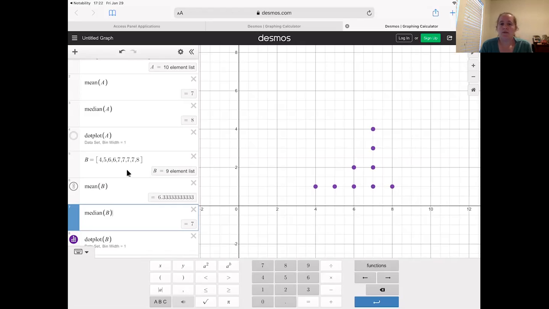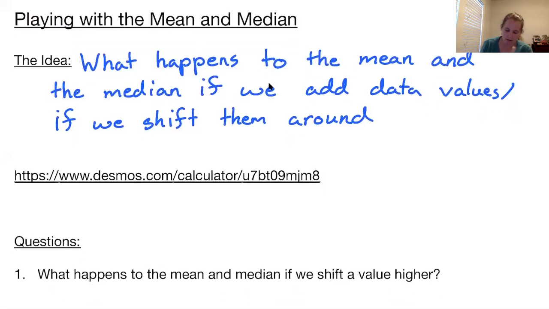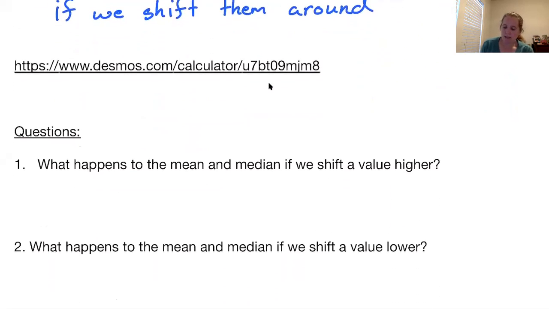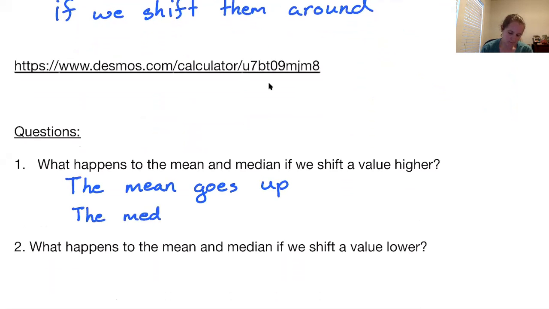All right, so that is sort of playing around with the mean and median. We're going to go back now to our notes and just do some summarizing. So what happens to the mean and median if we shift a value higher? The mean goes up no matter what. The median will most likely stay the same. It may also go up. So the median may not shift.